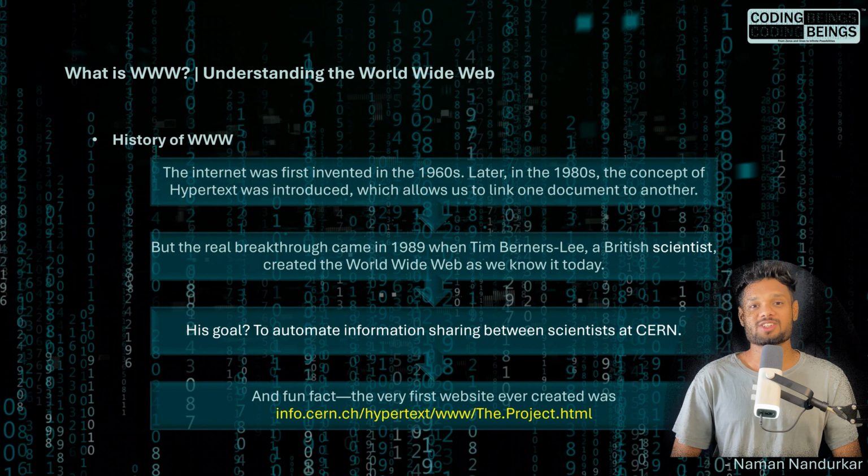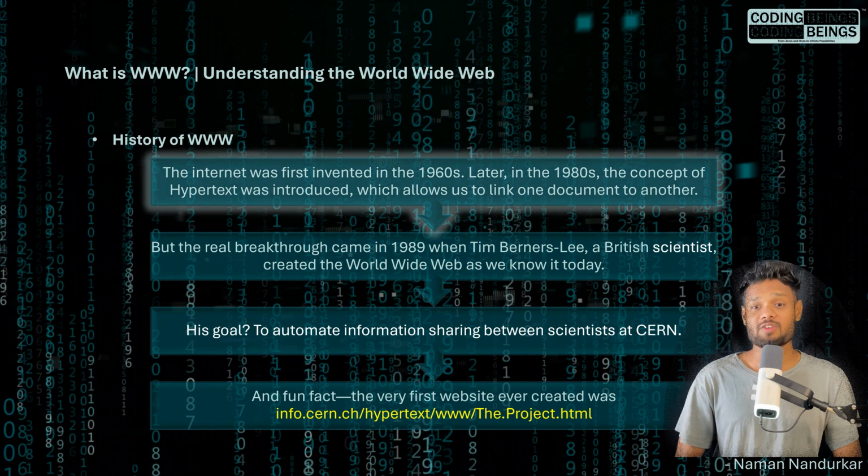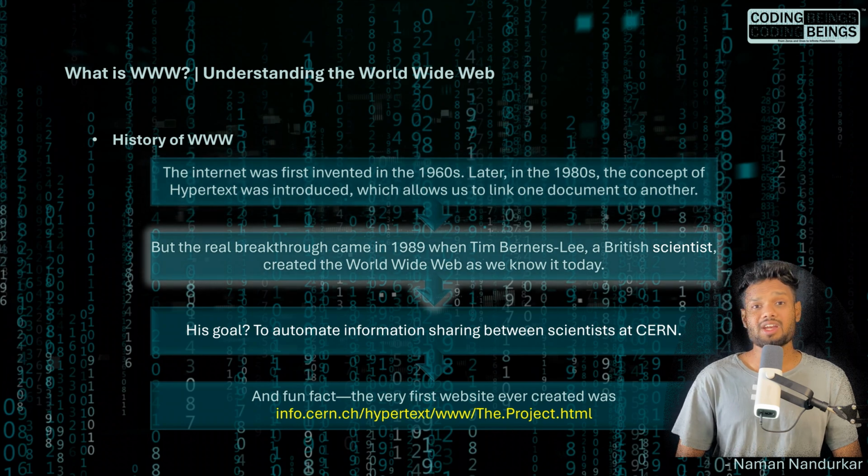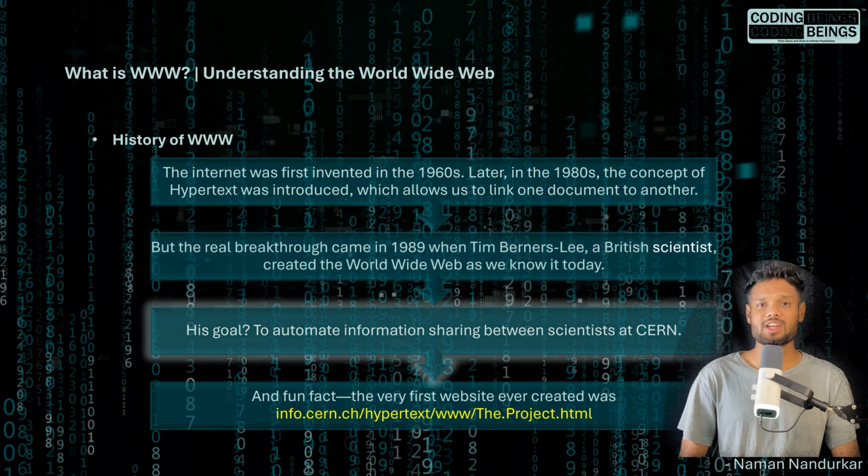Let's jump into the history. The internet was first invented in 1960s. Later in 1980s, the concept of hypertext was introduced, which allow us to link one document to another. But the real breakthrough came in 1989, when Tim Berners-Lee, a British scientist, created World Wide Web as we know it today. His goal was to automate sharing information between scientists at CERN.